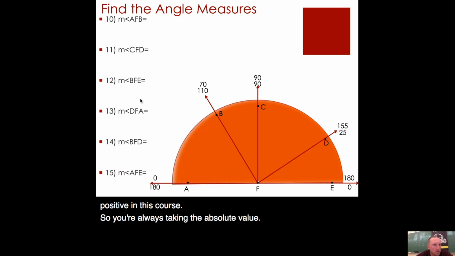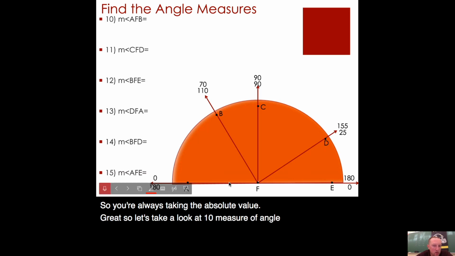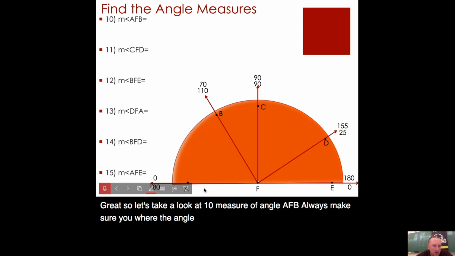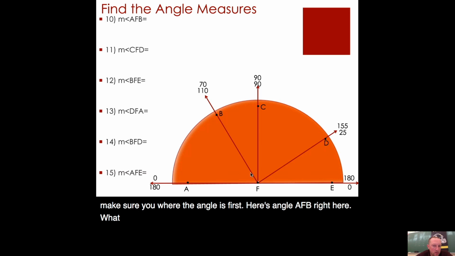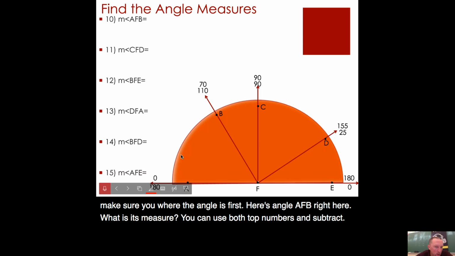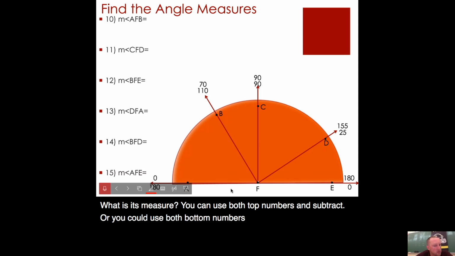Okay, so let's take a look at number 10. Measure of angle AFB. Always make sure you know where the angle is first. Here's angle AFB right here. What is its measure? Well, you can use both top numbers and subtract, or you could use both bottom numbers and subtract. It's totally up to you.